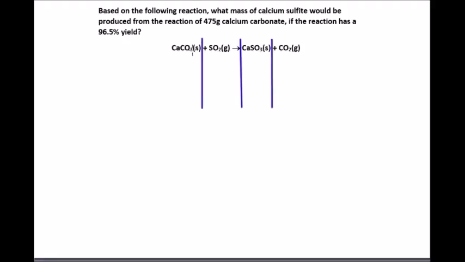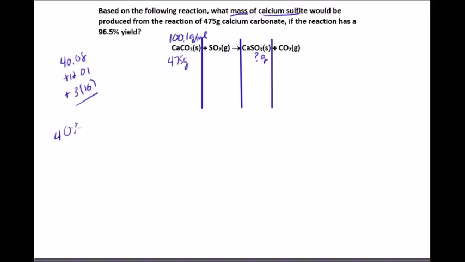All right, so we're given 475 grams of calcium carbonate, and I want to know the mass of calcium sulfite. Okay, let's do our molar masses again. If you remember, calcium is 40.08 plus carbon plus 3 of the oxygens, and it gives us 100.1 grams per mole.